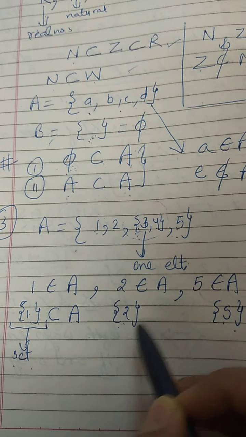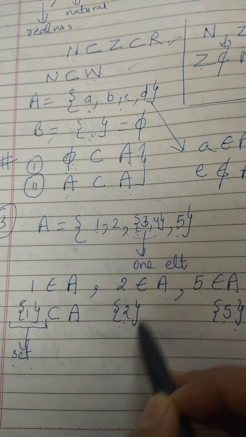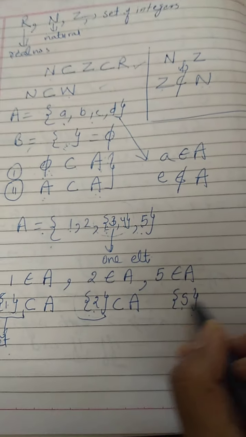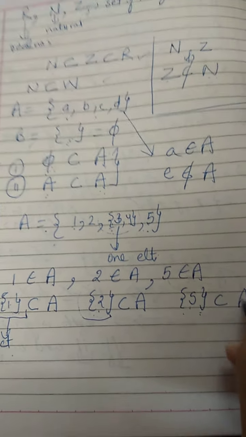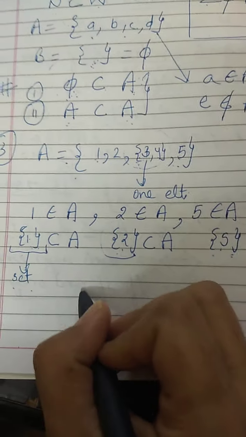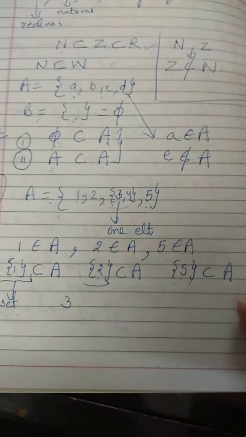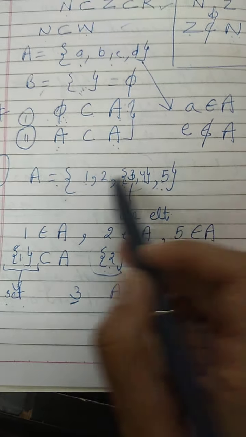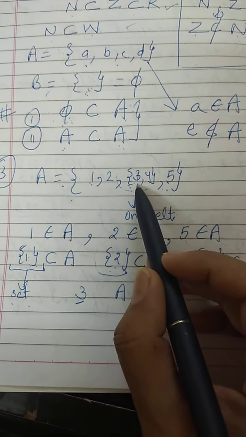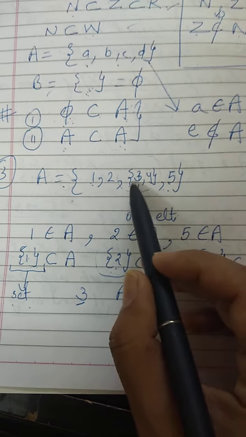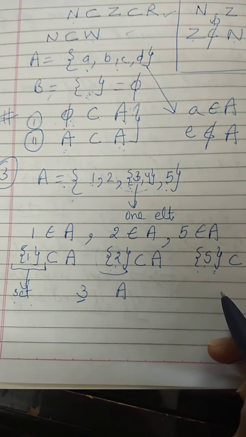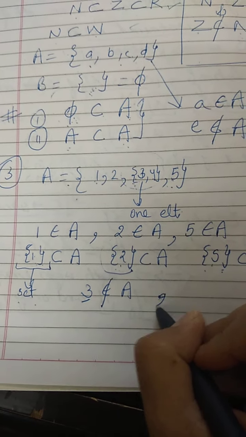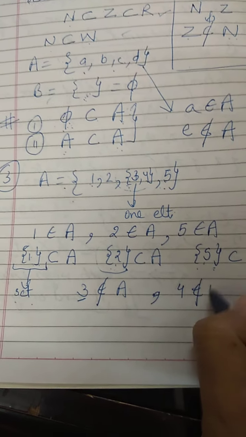Similarly 2 within curly braces is a set, and the relationship between this singleton set and set A is that it is a subset of A. Similarly 5 within curly braces is also a subset of A. Now, what will be the relationship for this number 3? Does it belong to A? The element 3 is not present here individually. It is bound with number 4, and 3 and 4 together are acting as one element. So 3 does not belong to A. Even 4 does not belong to A.